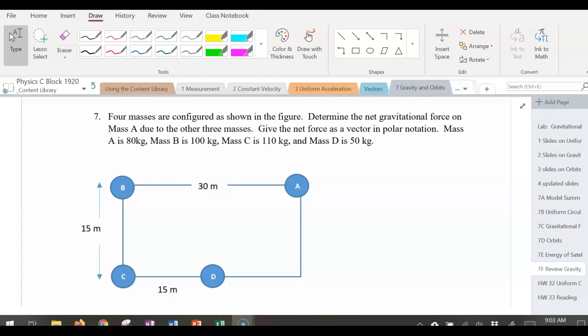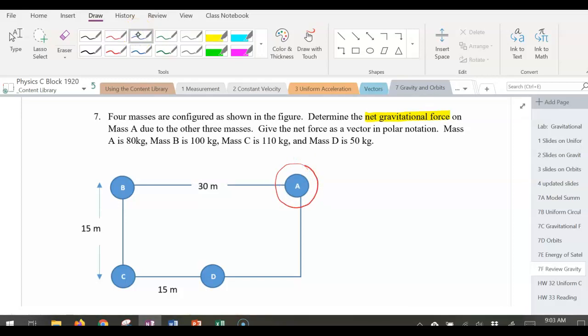This webcast continues Worksheet 7F, looking at problem 7. So in this problem we have 4 masses, and we want to find the net gravitational force. That means the sum of all of the gravitational forces on mass A. I'm going to circle A just so that I keep that in mind.